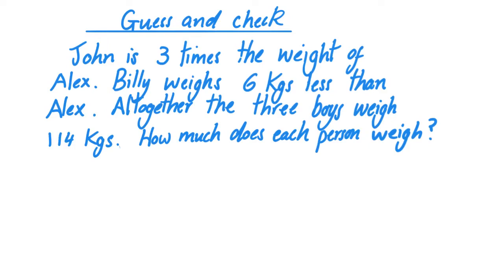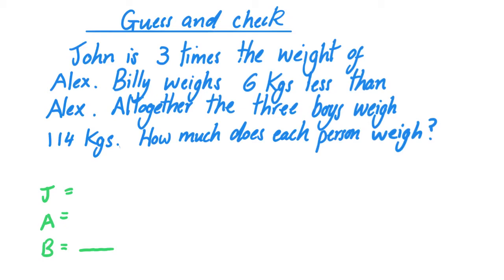So again, with these questions, we always look to start with the smallest or the least amount. So reading this really carefully, we see that Billy is the lightest. So we'll start with Billy. And then the next person is Alex. And finally, we have John, who's the heaviest. Now, altogether, their weights need to add up, as it says. All 3 boys together make 114 kilos.